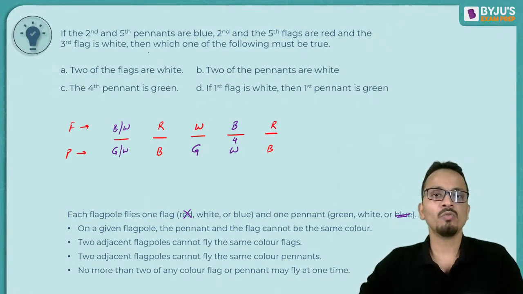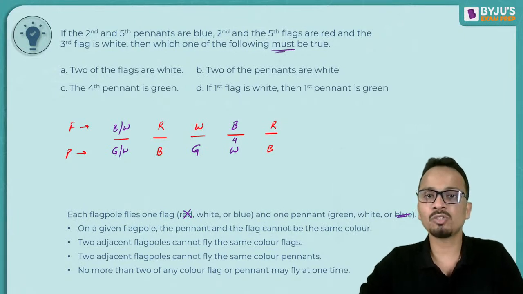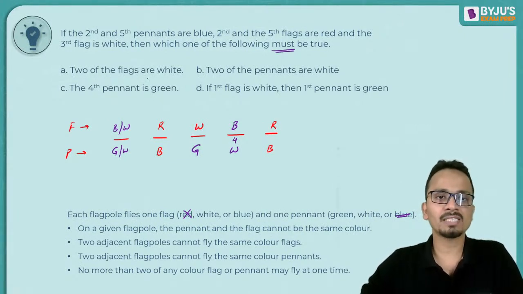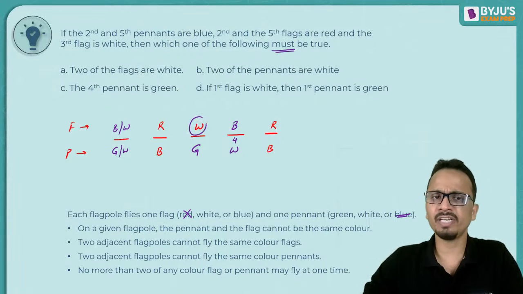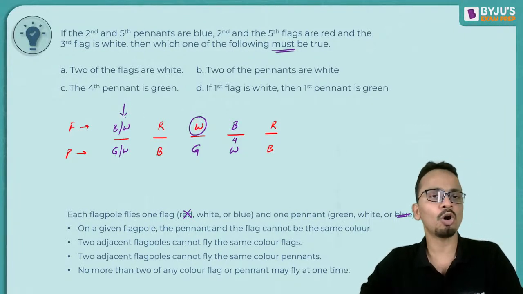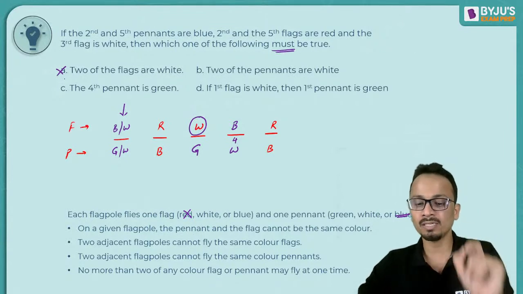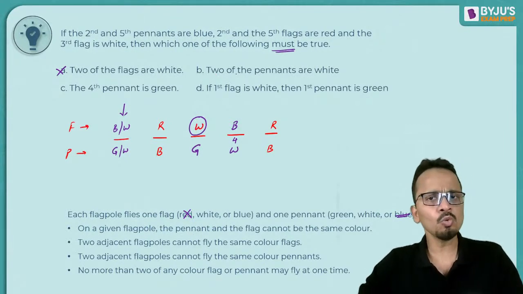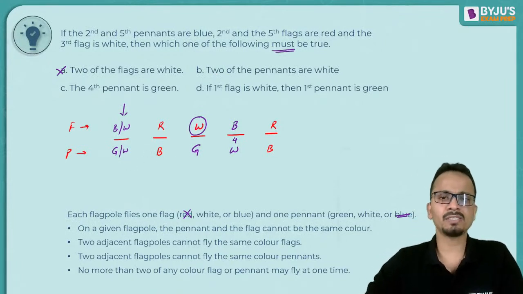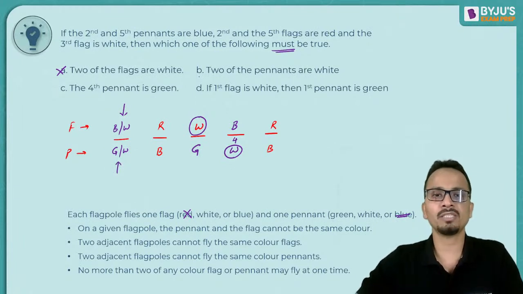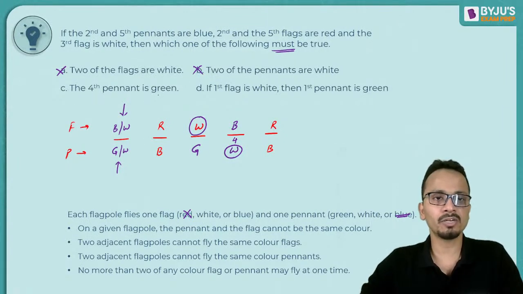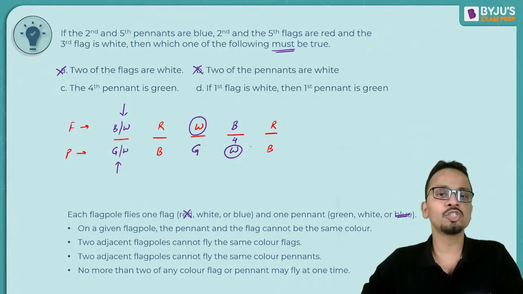Okay, so which of the following statements must be true? Option A, two of the flags are white. No, not necessarily. So third is definitely white, but first can be either blue or white. So option A is not necessarily correct. Option B, two of the pennants are white. Similarly with pennants, one pennant is white definitely, but the first pennant may be green or white. So option B is also not necessarily correct. Option C, the fourth pennant is green. Now fourth pennant is not green, it is white. So option C is also incorrect.